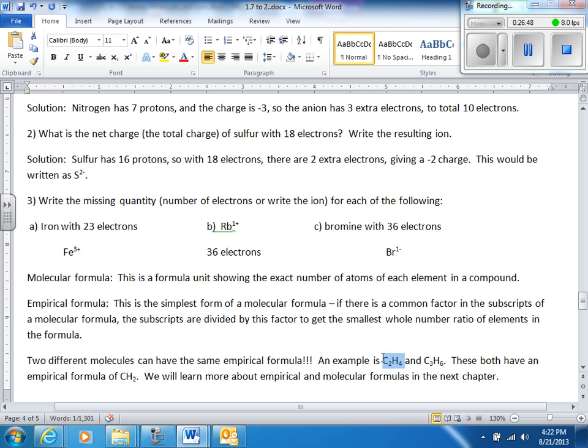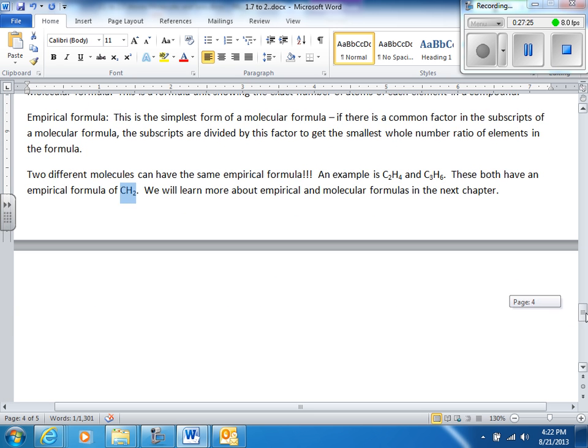Do you see there's a common factor of 2 here? This could be simplified to CH2. This one right here, for a simpler formula, divide by 3 because there's a common factor of 3. The empirical formula is the simplest, divide by 2. The empirical formula of this is CH2. Notice these both have the same empirical formula. Note that the empirical formula, CH2, does not tell us the actual molecule or formula unit. It's just saying the formula unit or molecule is some multiple of CH2. And we'll learn far more about this in the next chapter, and that's it.